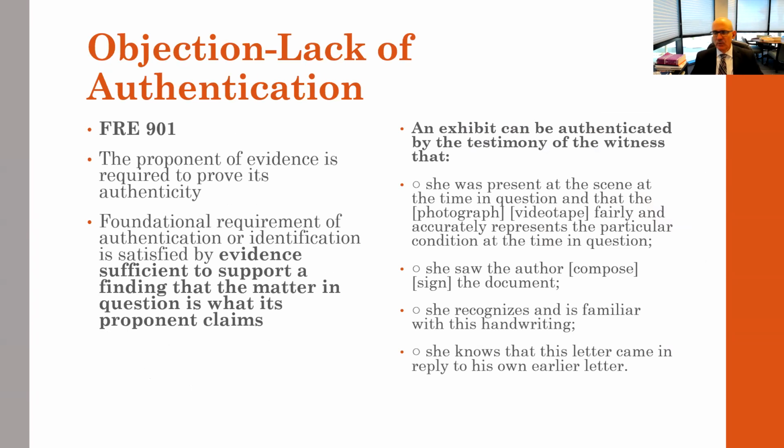Okay, now as I'm wrapping up, I want to cover some objections here really quickly. Lack of authentication: for evidence to come in and for the authenticity to be established, the proponent must establish that the matter in question is what the proponent claims it to be. I'm not going to spend much time on this one, but the slide here outlines a number of different ways in which an exhibit can be authenticated by a witness.